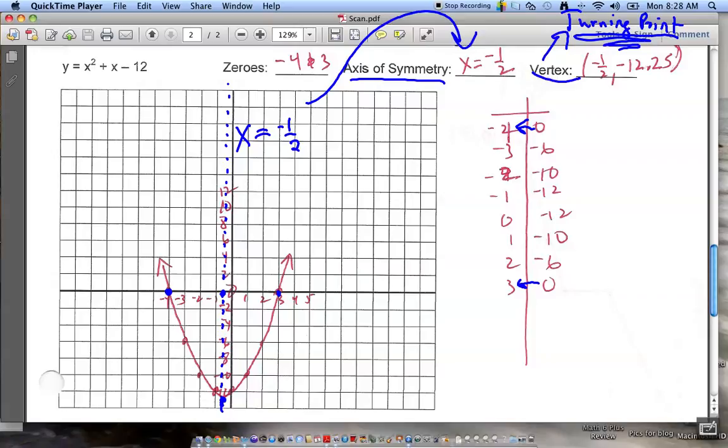Now, the vertex has to be on that line. The vertex is the turning point. The turning point's always on the line. That's the axis of symmetry. So the x part has to be the same. These will always be the same.